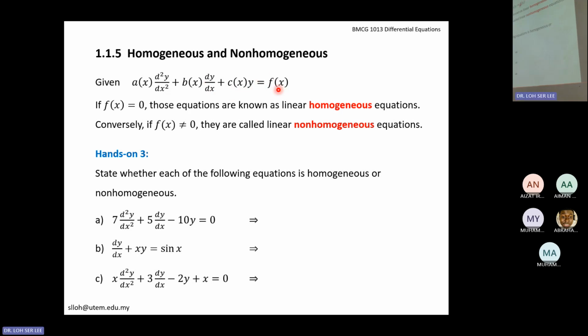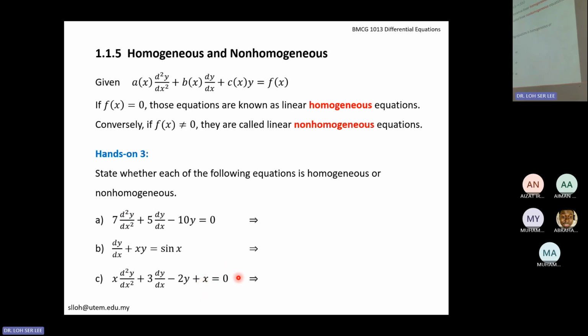if there is a term without multiplying to the dependent variable, that means non-homo. We look at hands-on number 3 first. This one, homo or non-homo? Homo. B? Non-homo. C? Non-homo. Non-homo.